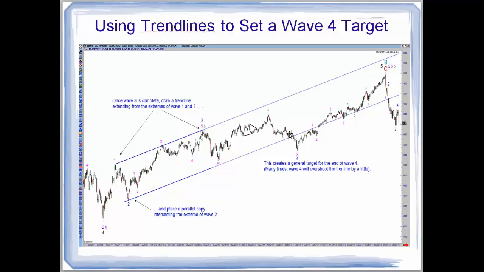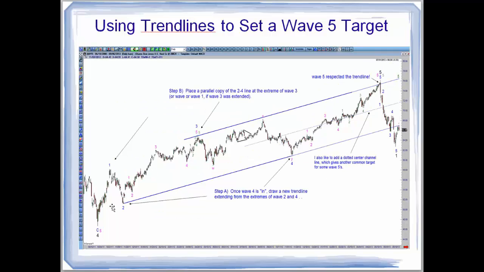Many times wave 4s will overshoot that target by a bit, just as seen right here. Once you believe you have 1, 2, 3, and 4 complete in an impulse and you're expecting a 5th wave, then you draw a trend line extending from the extremes of waves 2 and 4 and place a parallel copy at the extreme of wave 3. That gives you a target for the end of wave 5.